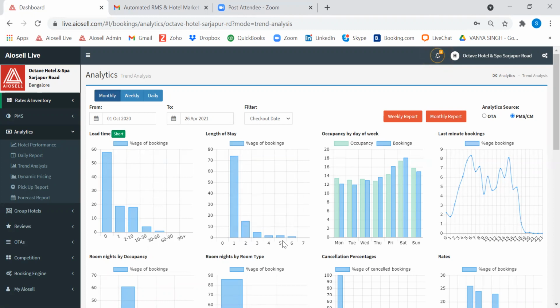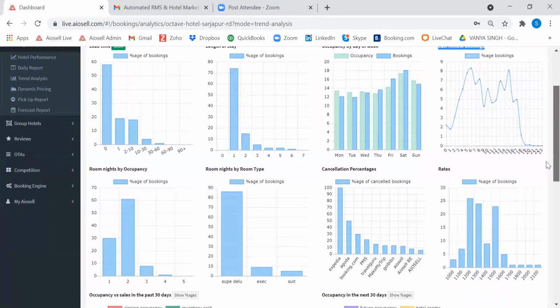This is the length of stay. So how many nights are people staying in your property? Which day of the week are you getting your maximum bookings so that you can accordingly increase or decrease the prices? The last minute bookings is your last 24 hours. So here you can actually see at what time of the day you get your maximum bookings. And so here, as you can see, at 1500 hours, which is 3 p.m., they get the maximum bookings, and then you see a dip in bookings. So you can actually make sure that the discounts are configured accordingly.